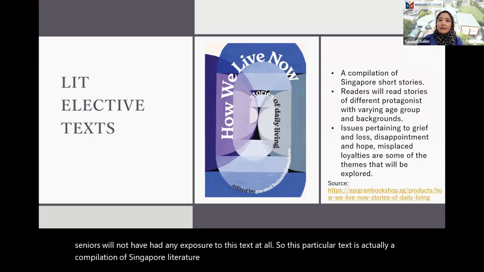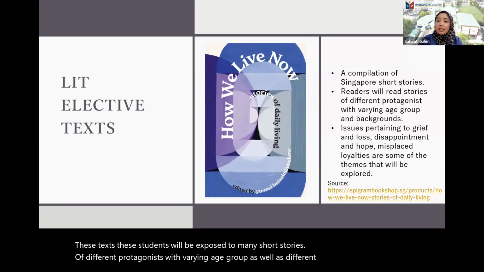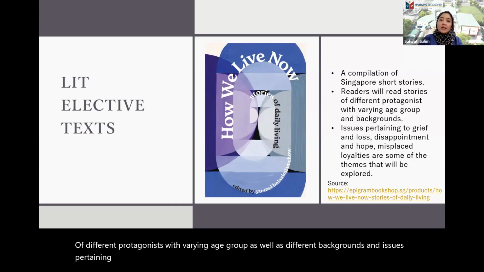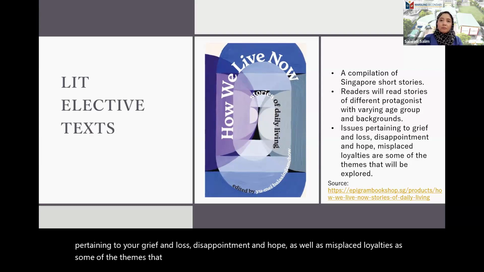And by reading this text, the students will be exposed to many short stories of different protagonists with varying age group as well as different backgrounds, and issues pertaining to grief and loss, disappointment and hope, as well as misplaced loyalties as some of the themes that the students will be exploring.